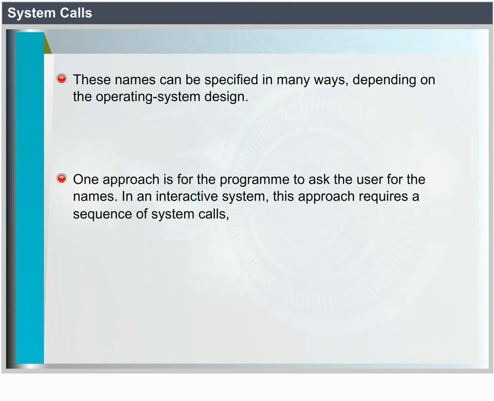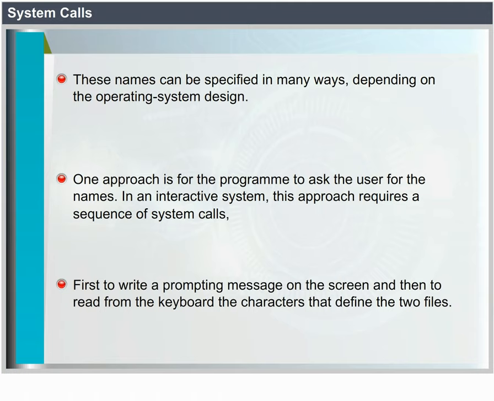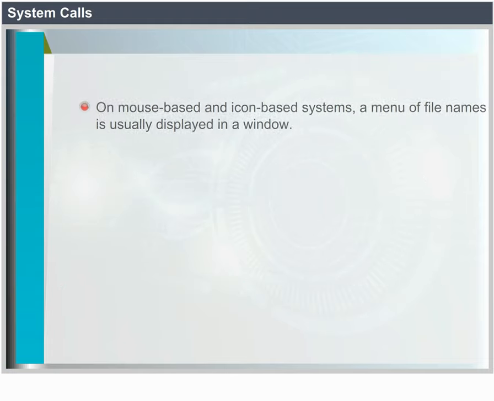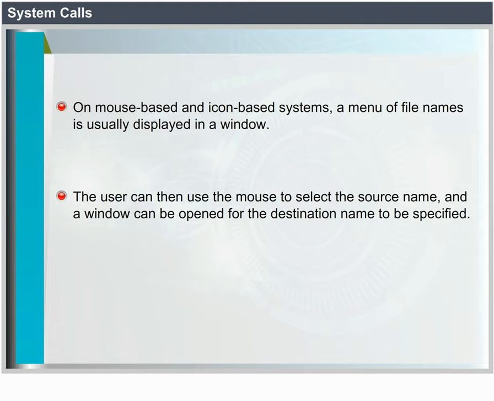In an interactive system, this approach will require a sequence of system calls, first to write a prompting message on the screen, and then to read from the keyboard the characters that define the two files. On mouse-based and icon-based systems, a menu of file names is usually displayed in a window. The user can then use the mouse to select the source name, and a window can be opened for the destination name to be specified. The sequence requires many input-output system calls.